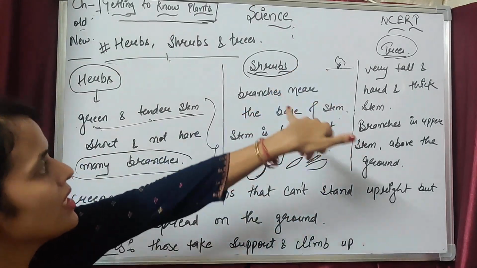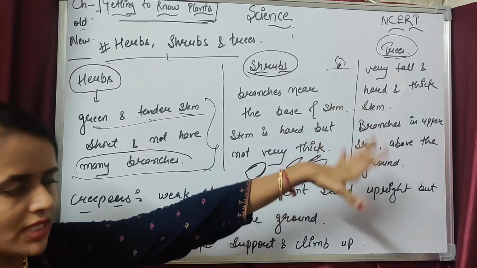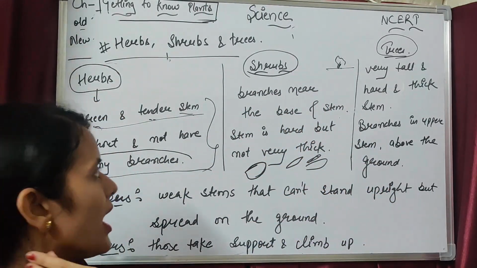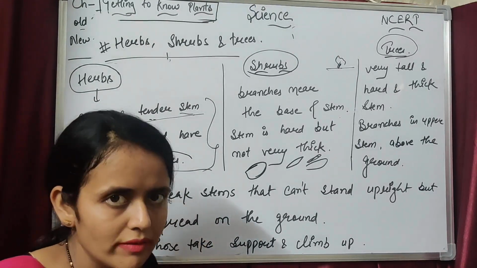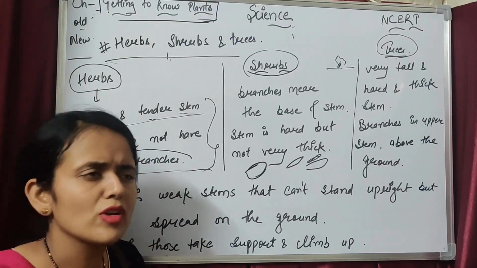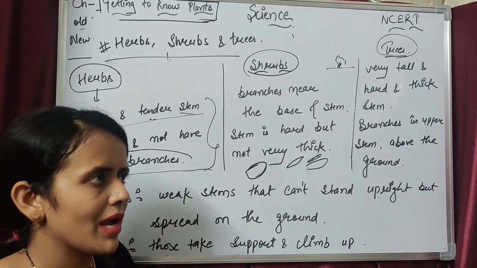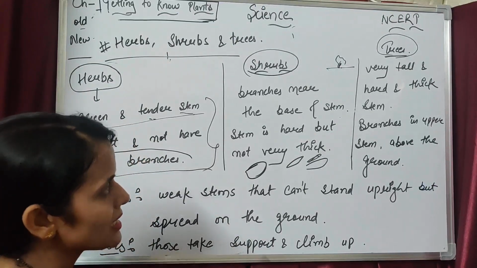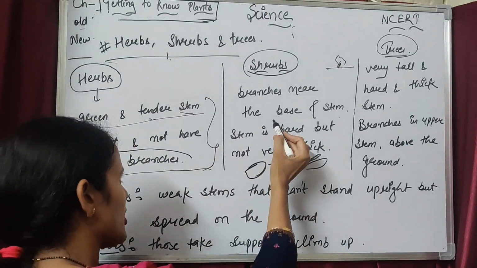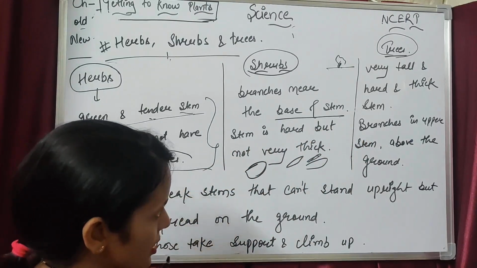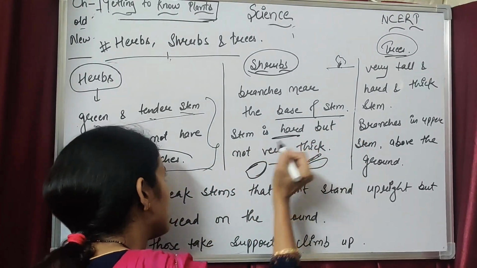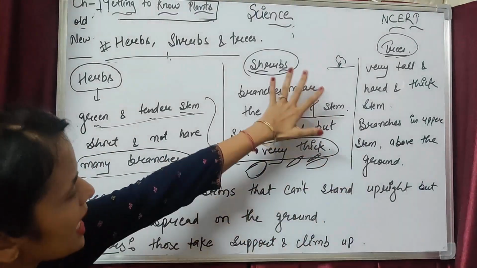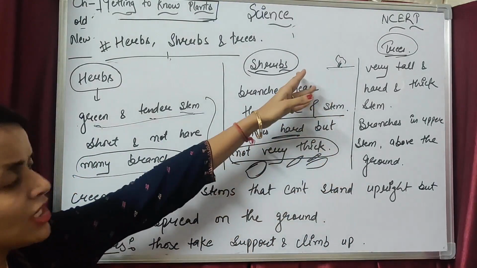In shrubs, branches near the base of the stem. So branches are present near the base of the stem, and stem is hard. Stem is hard but not very thick. Not very thin, not very thick. Oh, sorry. Branches near the base of the stem, and stem is hard but not very thick. These are the 2 main important points. This is the classification of the shrubs.